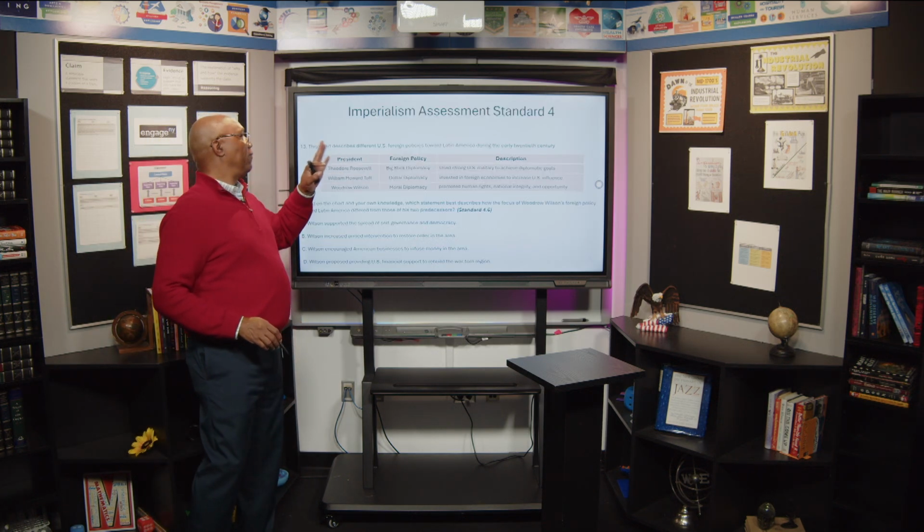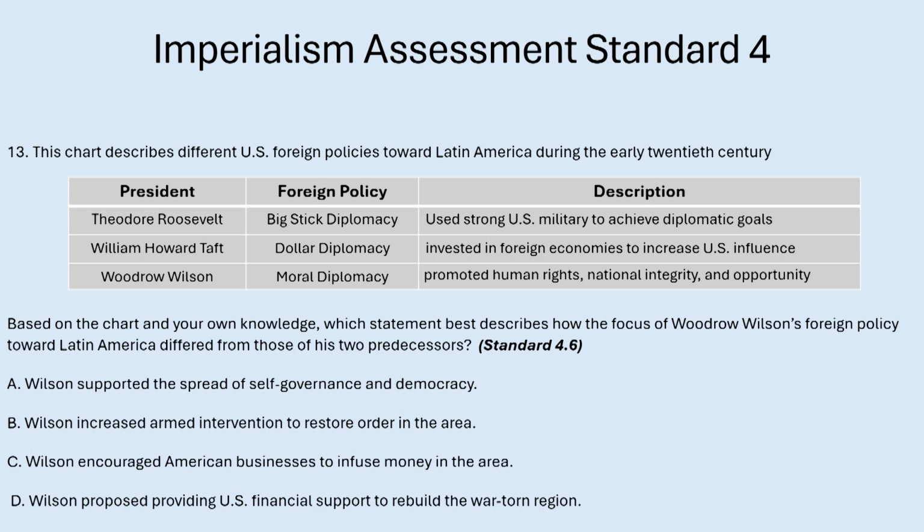This chart describes different U.S. foreign policies toward Latin America during the early 20th century, president, foreign policy, and their description: Roosevelt, big stick diplomacy, military to achieve political goals, diplomatic goals; Taft, dollar diplomacy, using investment to achieve U.S. influence; Woodrow Wilson, moral diplomacy, promoted human rights and national integrity and opportunity. Based on the chart, and your own knowledge, which statement best describes how the focus of Woodrow Wilson's foreign policy toward Latin America differed from those of his two predecessors? Wilson supported the spread of self-governance and democracy.